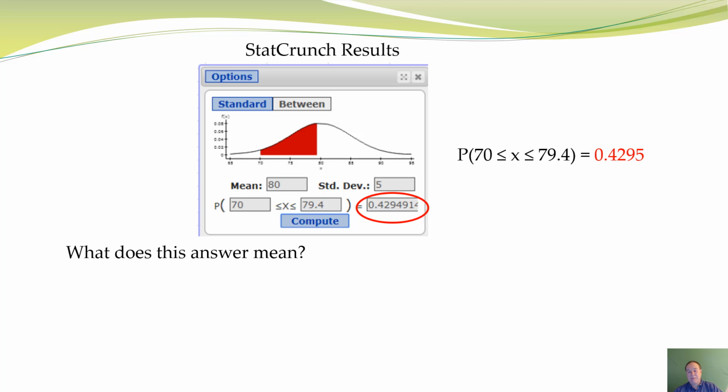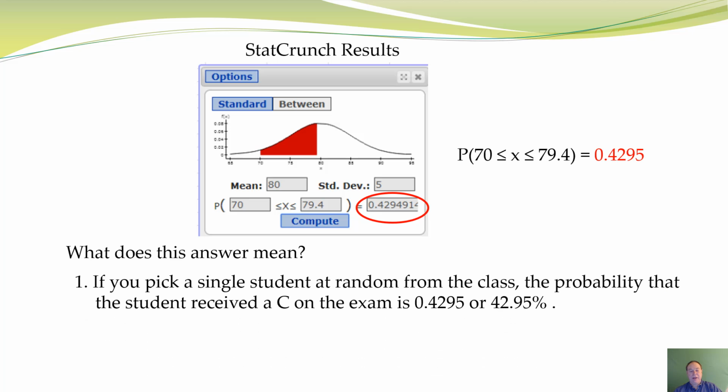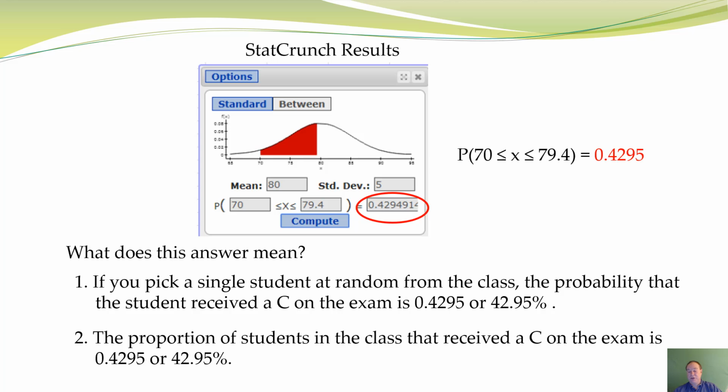Now, what does this answer mean? Well, if you pick a single student at random from the class, the probability that the student received a C on the exam is 0.4295 or 42.95%. Second, the proportion of students in the class that received a C on the exam is 0.4295 or 42.95%. So this is how we interpret the information and also how we find it.